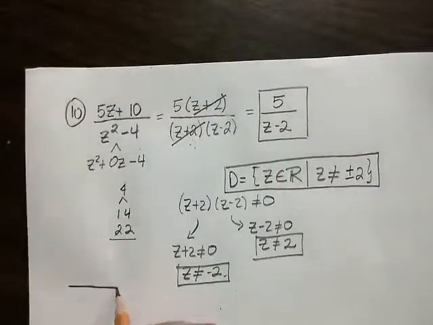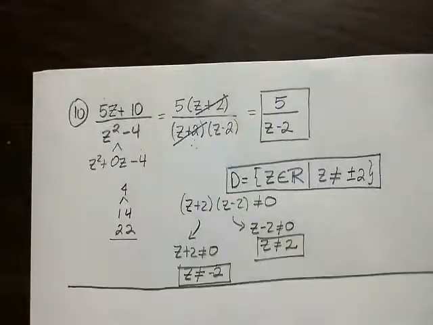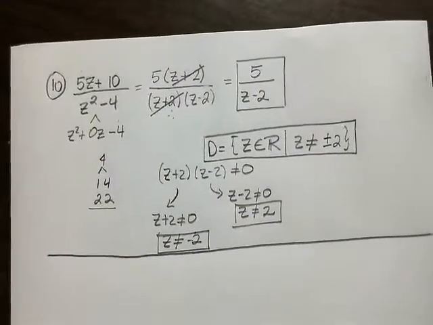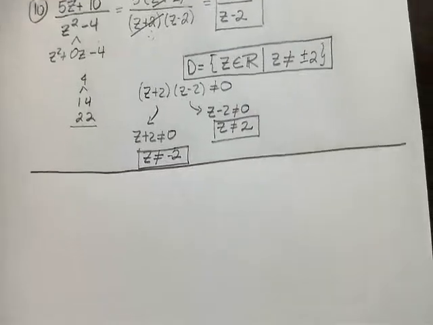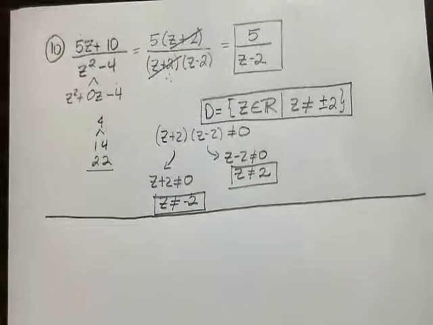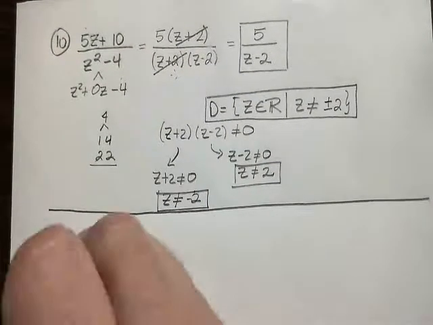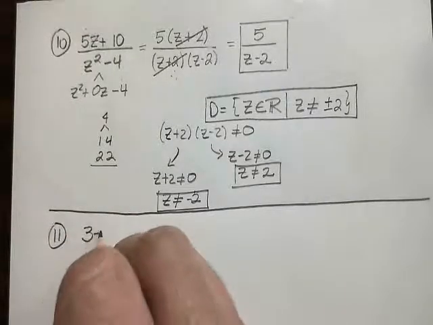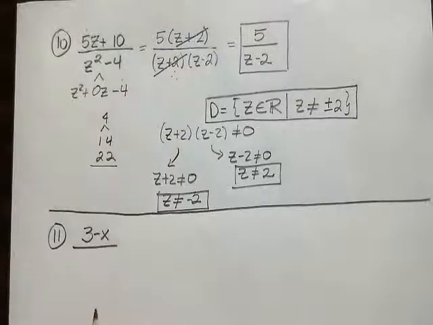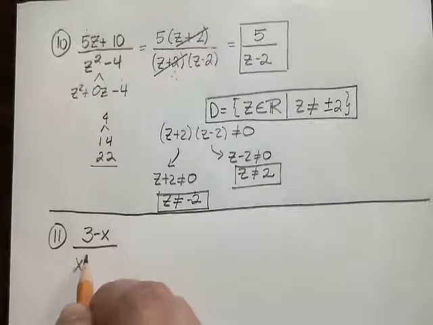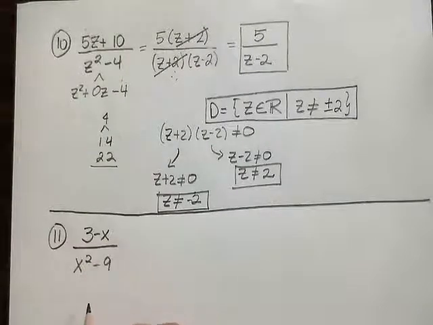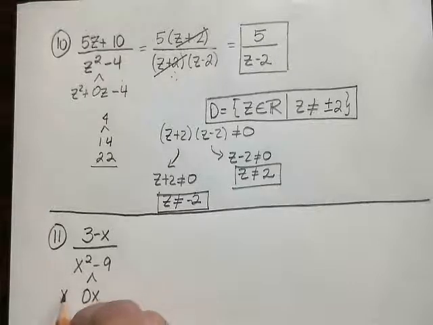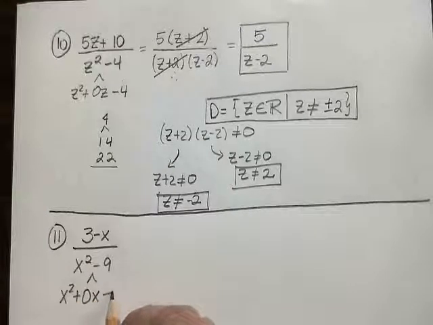So that concludes problem number 10. Alright, so let's go ahead and proceed and do problem number 11. Problem number 11 is 3 minus x over x squared minus 9. Okay, first thing I notice is that I can put a 0x right there, so this becomes x squared plus 0x minus 9.